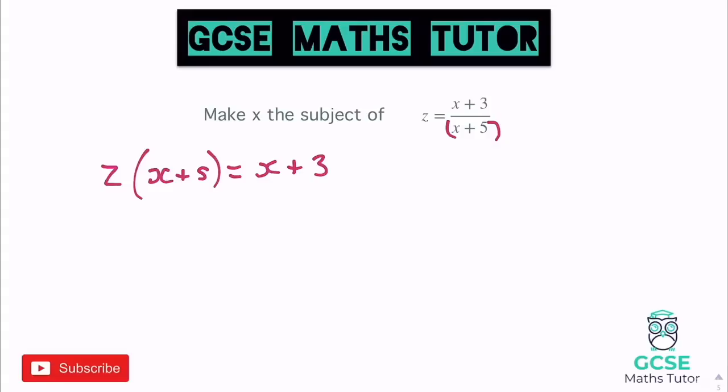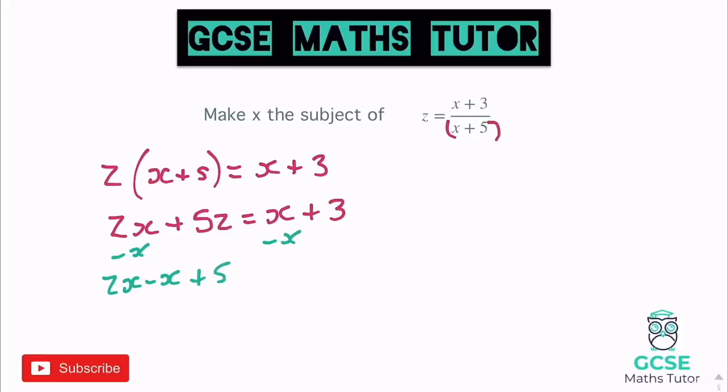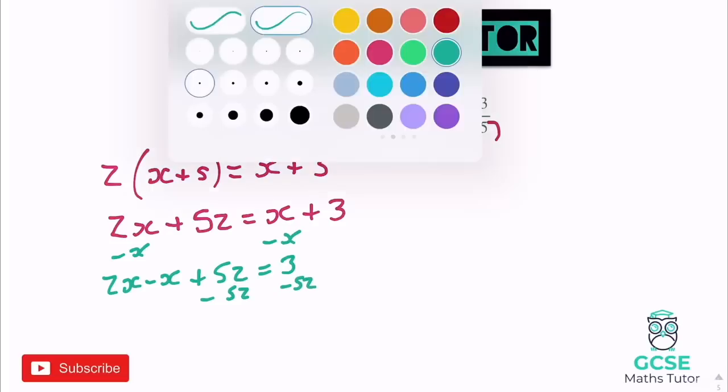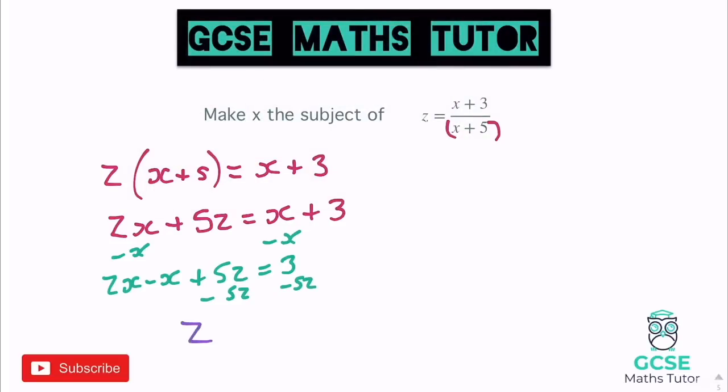From there, it's okay, it doesn't look so bad anymore. We just need to expand this bracket, so we get zx plus 5z equals x plus 3. And now we can just go about that process of getting the x's on the same side. So it doesn't really matter which way we move it in this case. Let's minus the x over. So minus x, so zx minus x plus 5z equals 3, positive 3. Now we'll minus this 5z. Let's see what that gives us. That gives us zx minus x equals 3 minus 5z.